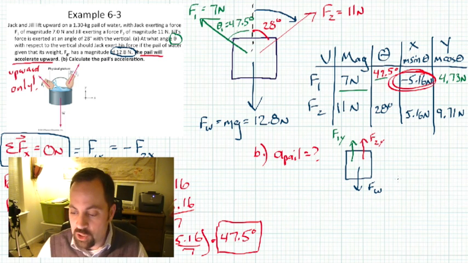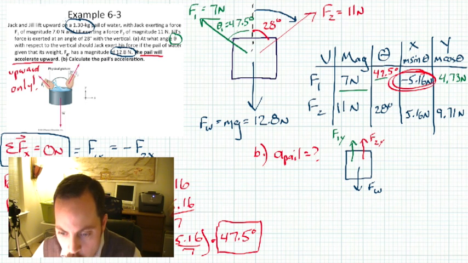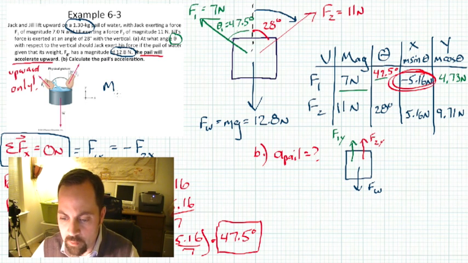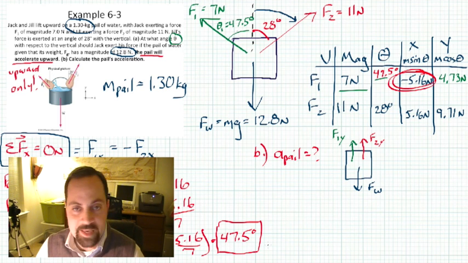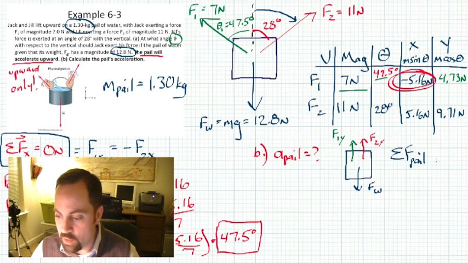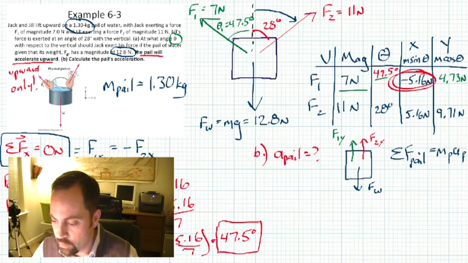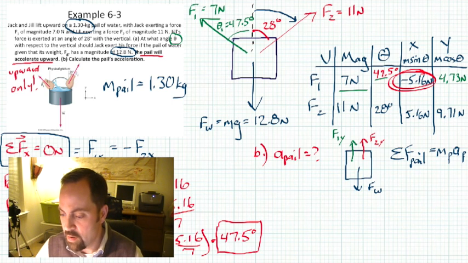So we want to find the acceleration of the pail. The pail, we're told, is 1.30 kilograms. So the mass of the pail equals 1.30 kilograms. That's going to be important in just a second. What we can say about this pail is that the net force on the pail is the mass of the pail times the acceleration of the pail.